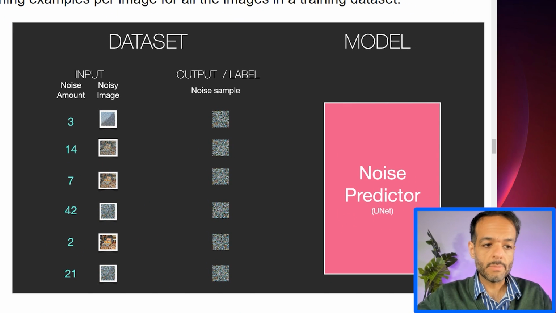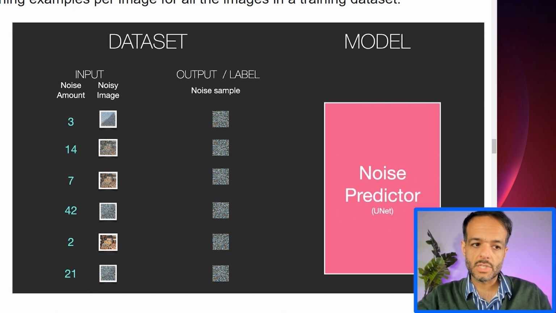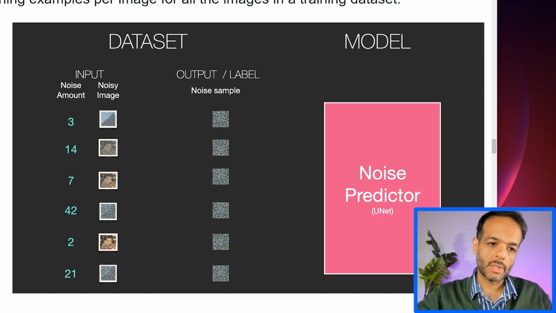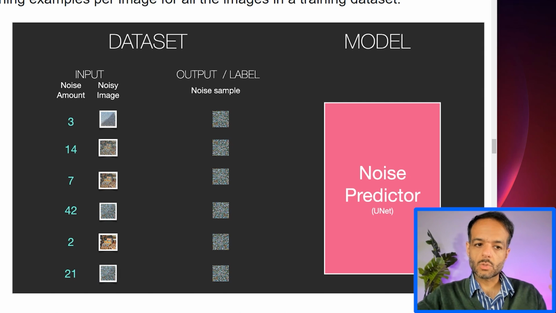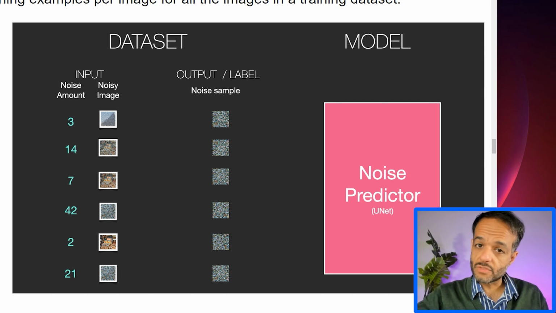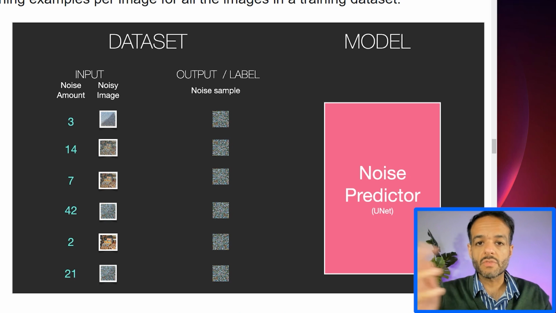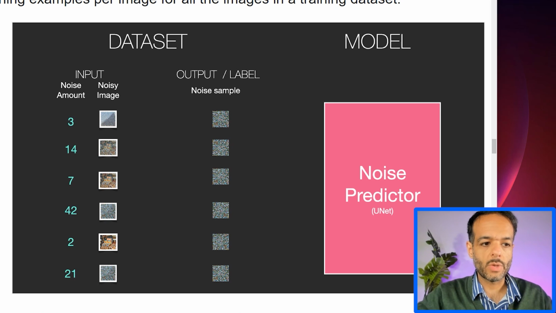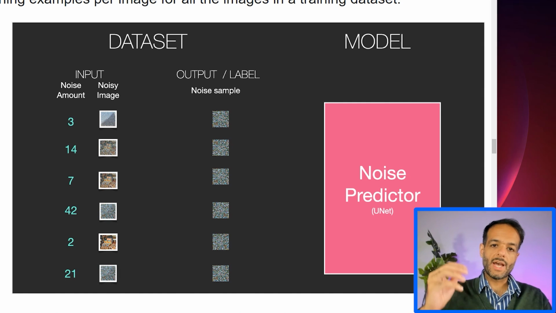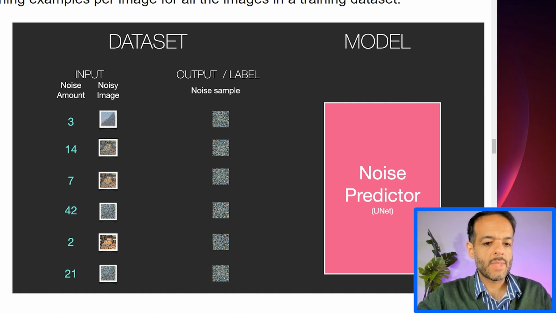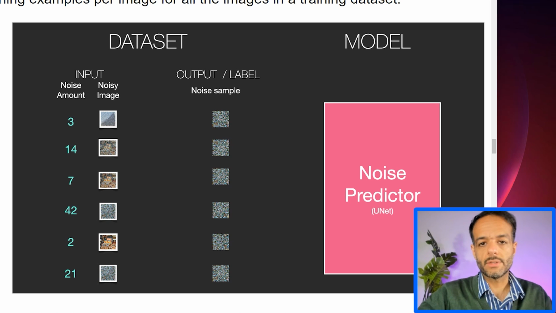So we have an input data set of, okay, this is a noisy image. This is the amount of noise applied to it. And then this is the actual sample of noise. And this is generated, so we know this. And we know all of these. And so this becomes a supervised learning exercise. So we have our inputs, we have our outputs, and then we train a model to be able to predict the noise that we added here.